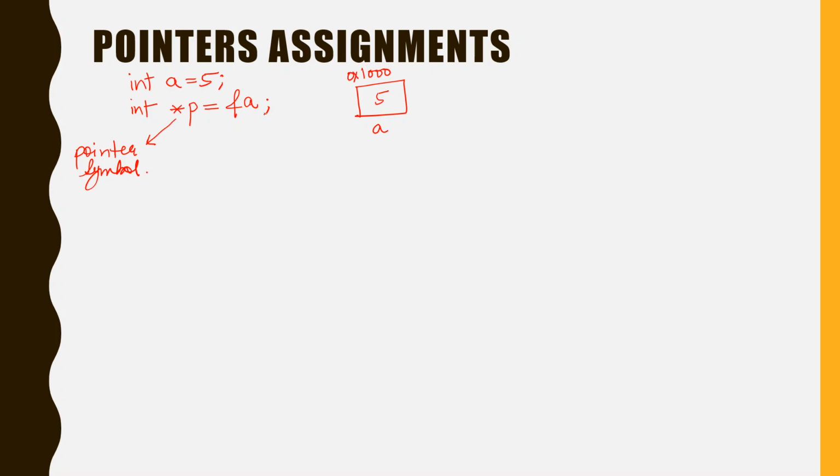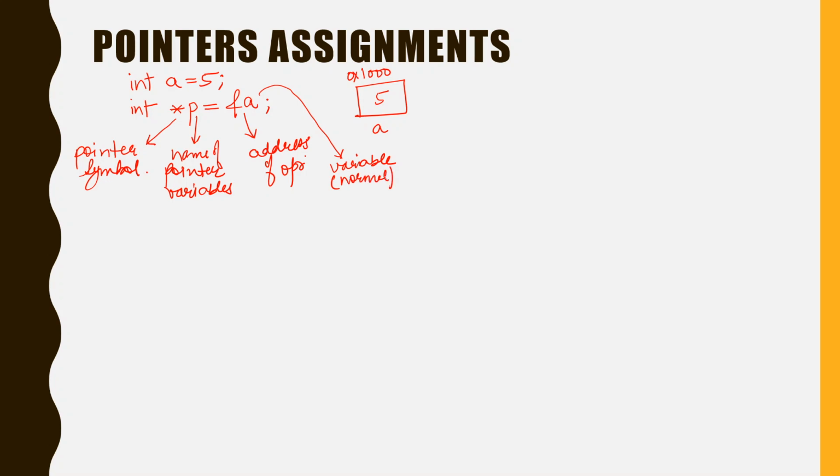Now let us first understand this particular statement. Asterisk means pointer symbol. p is nothing but the name of the pointer variable, and it will follow all the rules of declaring a variable. Now this is called the address of operator. It denotes the address, and this is a variable, a normal variable, right?